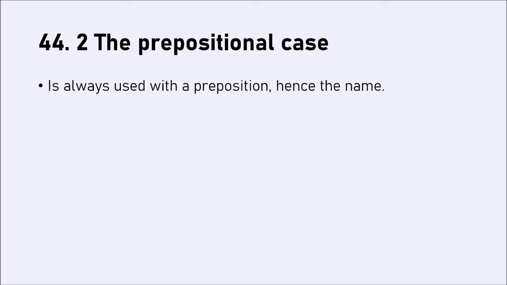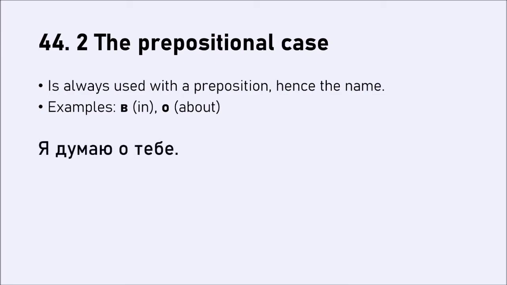No prepositions involved here. However, the exception is this prepositional case, which always, always, always has to be followed, or, well, is followed after a preposition. We have examples like в, which means in, or о, which means about. Two example sentences, я думаю о тебе. Я думаю о тебе, which means I'm thinking about you.